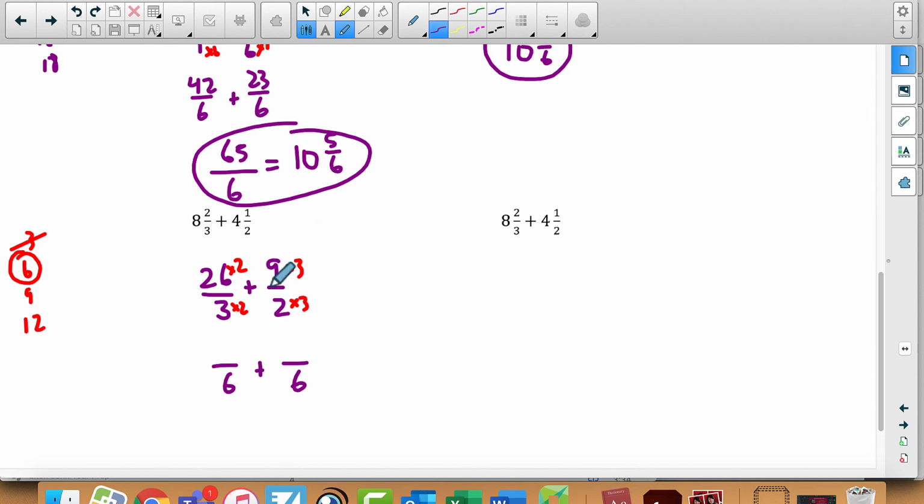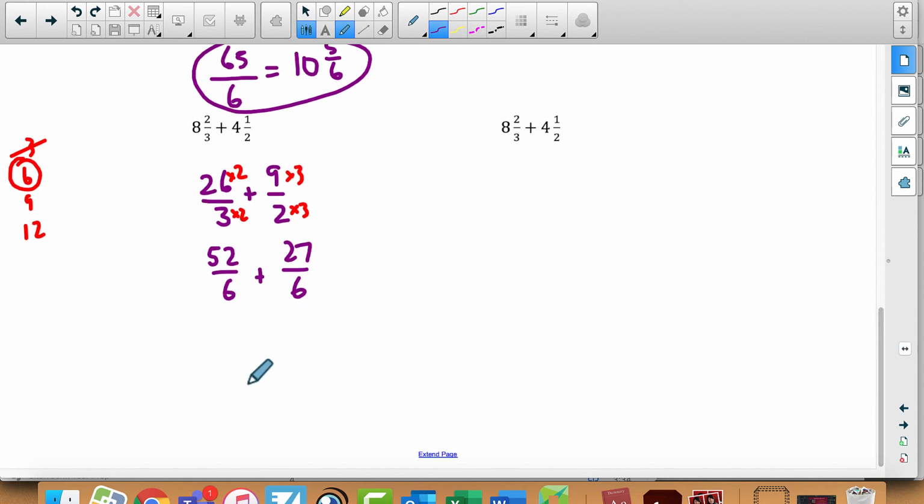Let's get our new numerators. 26 times 2. Ooh, 26 times 2, that's not so easy. It's 52. 9 times 3 is 27. Now we're good to go. Our denominator stays the same. Add 52 and 27 and you get 79. Putting that into mixed form isn't the easiest. 6 goes into 79, what, 13 times? That gets you up to 78, and you still have 1 left over, so 13 and 1, 6.